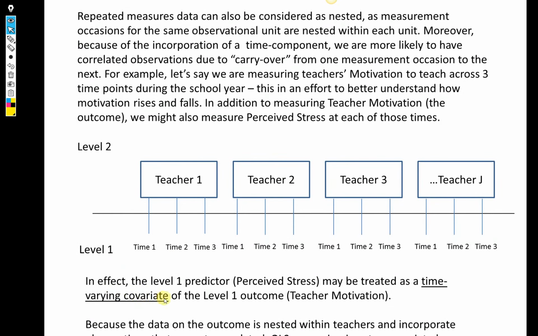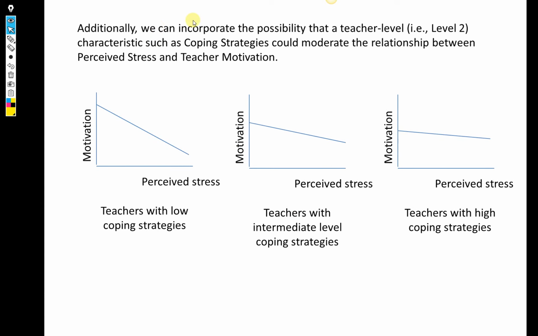Additionally, we can incorporate the possibility that teacher level characteristics such as coping strategies can moderate the relationship between perceived stress and teacher motivation. So in other words, again, we model a cross-level interaction between the level 2 unit, which is essentially teacher and whatever characteristics, and this is coping strategy level, and the level 1 relationship between perceived stress and teacher motivation. So here's an example.